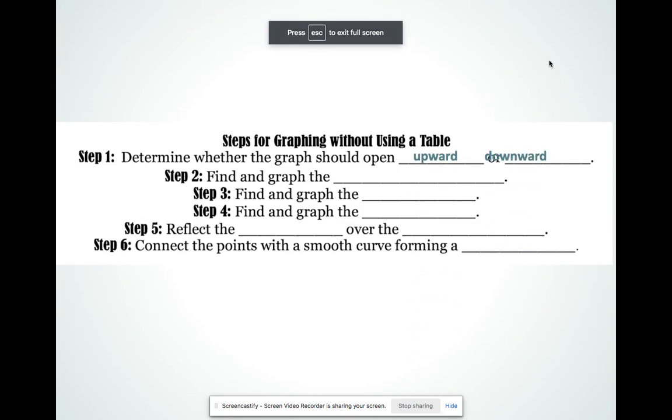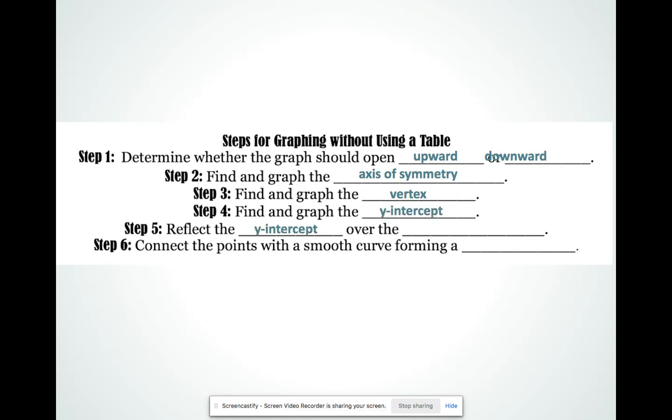So let's keep going. Determine your first steps. You're going to determine whether the graph should be going upwards or downwards. Step 2, find and graph the axis of symmetry. Find and graph the vertex. Find and graph the y-intercept. Reflect the y-intercept over the axis of symmetry. And then your final step is to connect the points with a smooth curve, forming a parabola.